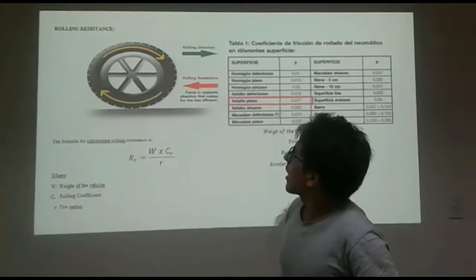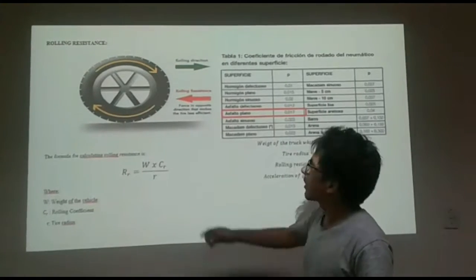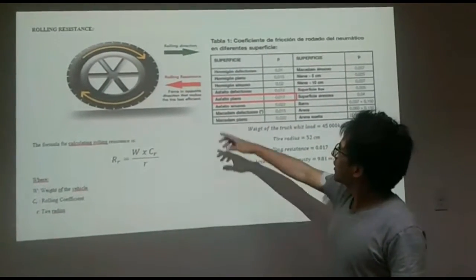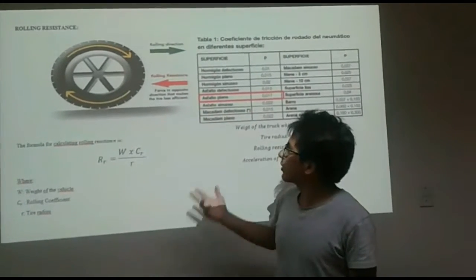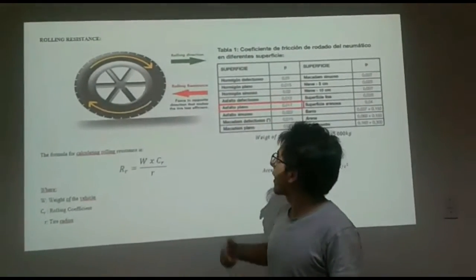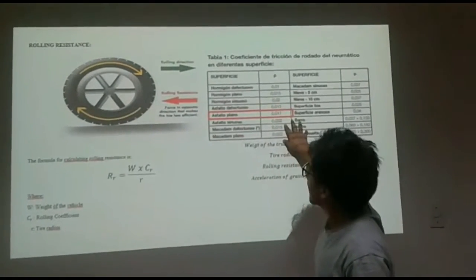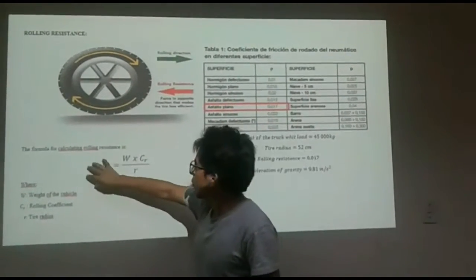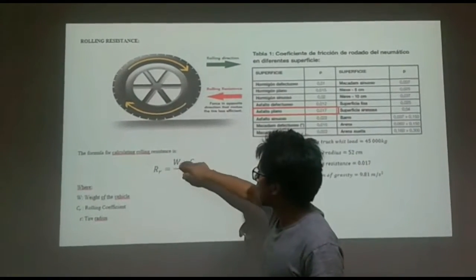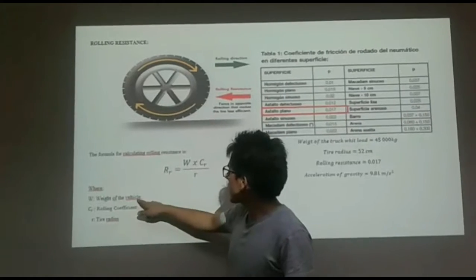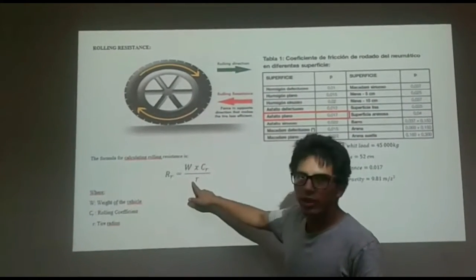To continue the explanation of the exercise, I will resolve the rolling resistance. Now, what is the rolling resistance? The rolling resistance is the force that opposes the direction of the vehicle, and that makes the tire less efficient. Well, here we have the formula for calculating rolling resistance, that is W, the weight of the vehicle, times the coefficient of rolling resistance, divided by the tire radius.